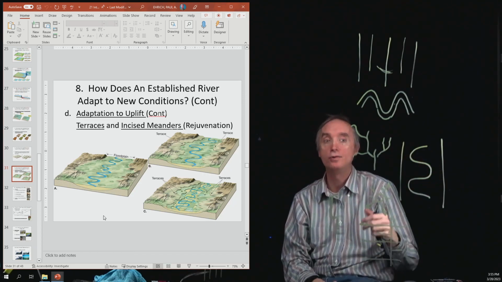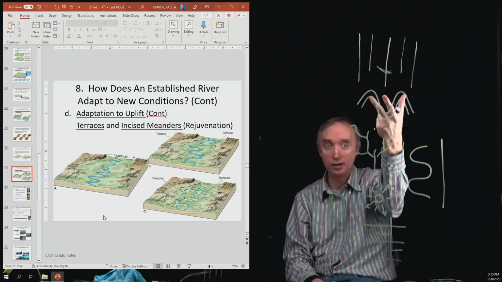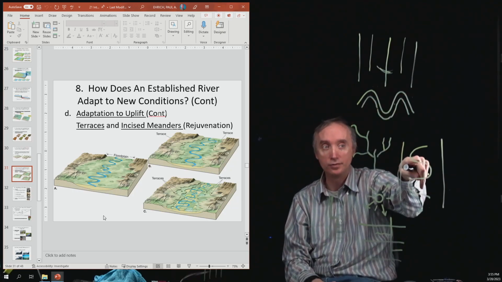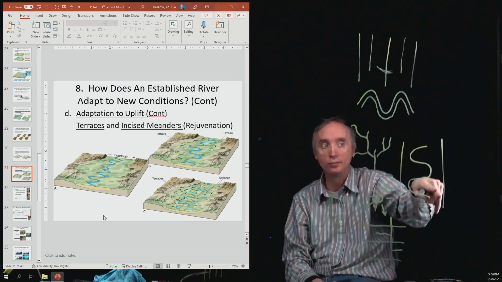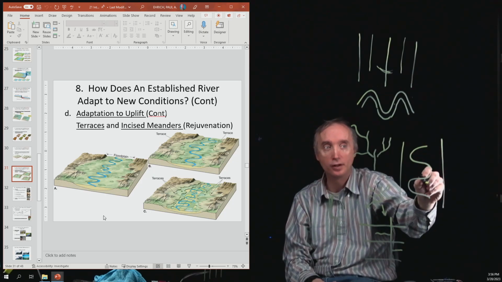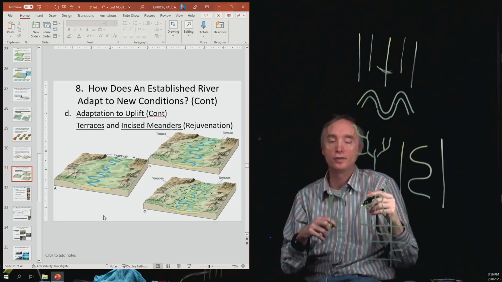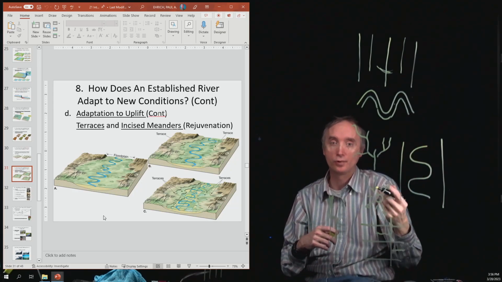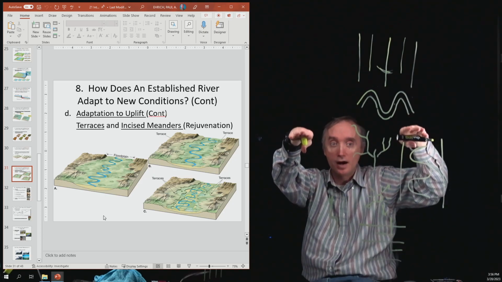Okay, now what happens is that the ground is lifted up, this river starts to cut down into its former floodplain. And so what that's going to do is it's going to leave parts of this floodplain high and dry, and you're going to see evidence of where the old floodplain was, because it's going to be elevationally higher.